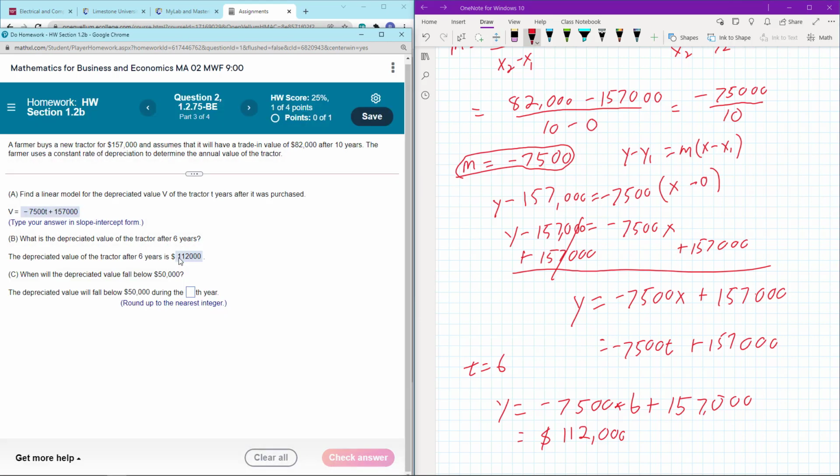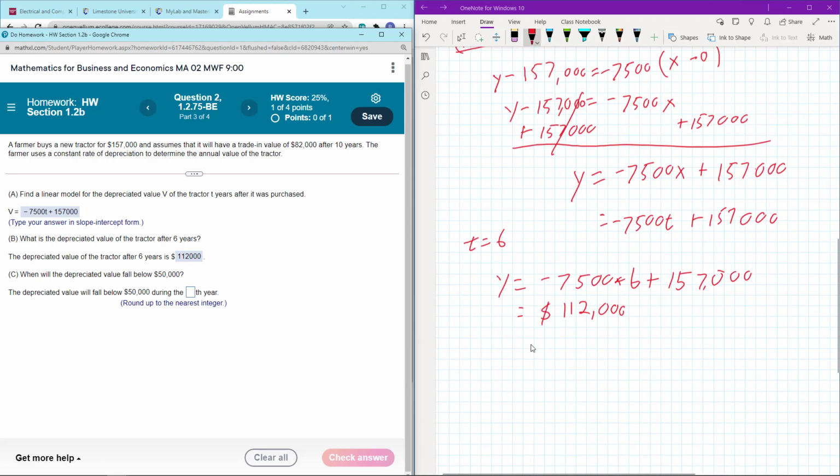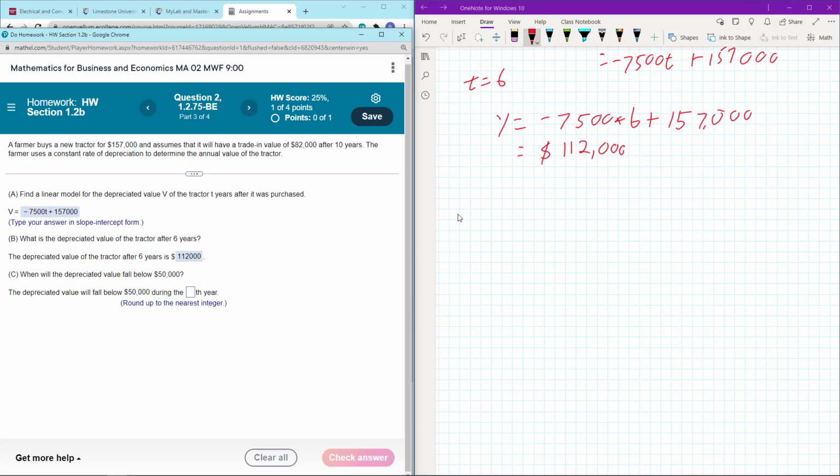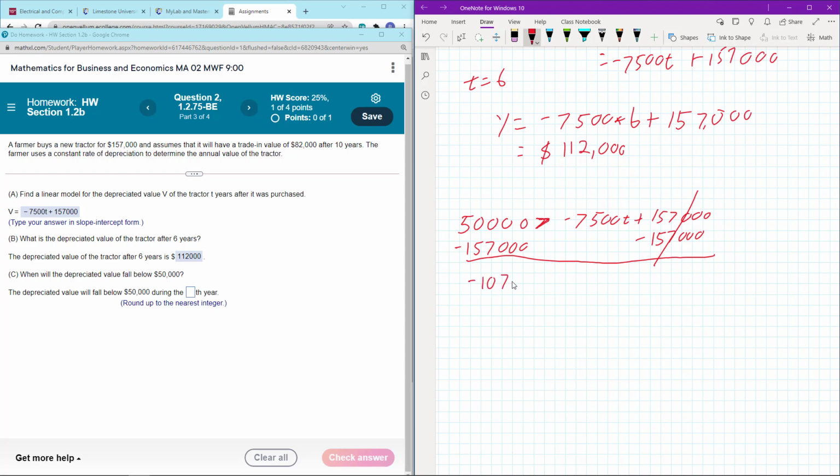Yes, it was correct. And then finally, they were asking us, when will the depreciation value fall below $50,000? In other words, when will $50,000 be greater than our equation here, negative 7,500 times t plus $157,000. Okay, well, what you want to do is solve for t with this inequality, and the first thing we can do is subtract 157,000 from both sides. These cancel. 50,000 minus 157,000 is going to be negative $107,000.